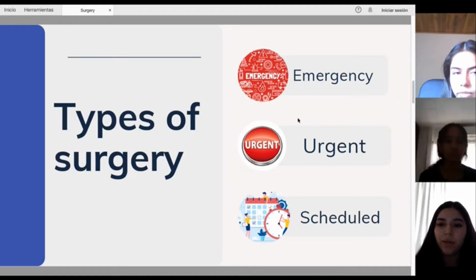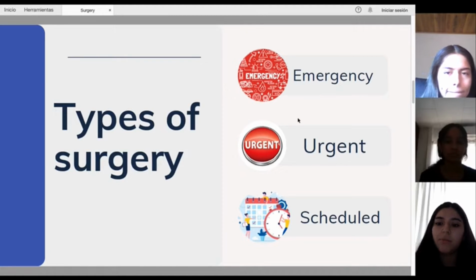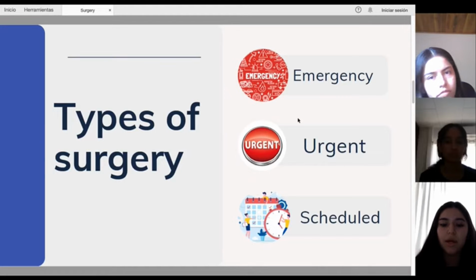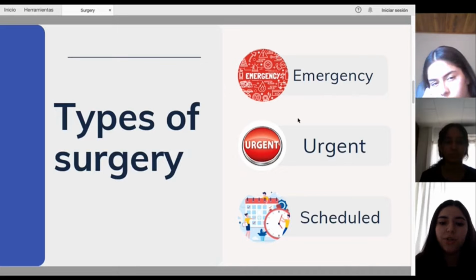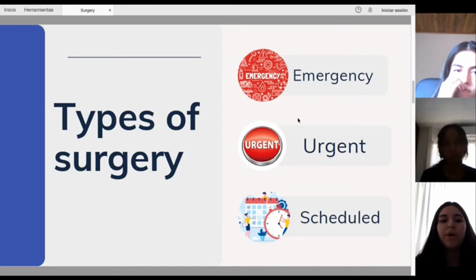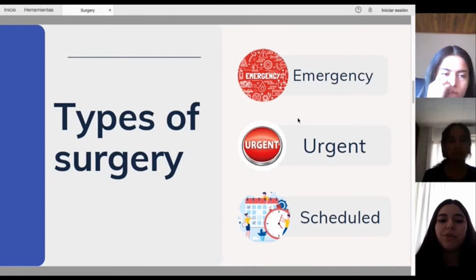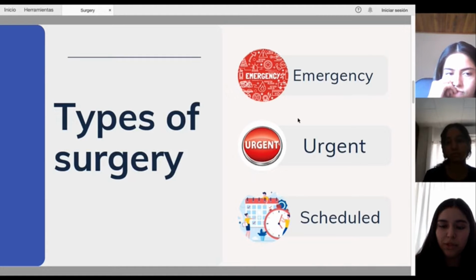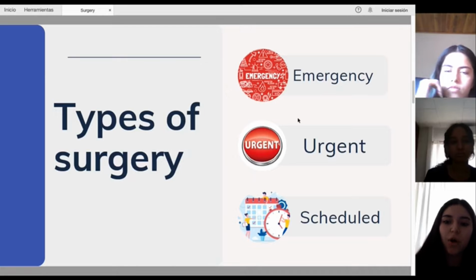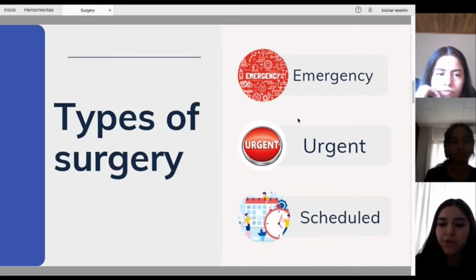Types of surgery. I'm going to explain the three main: the emergency, the urgent, and the scheduled. First of all, we have the emergency. Emergency surgery is the surgery to treat trauma or treat illness due to an emergency presentation. The patient may require immediate surgery or present for a surgery at a later time following this unplanned presentation. Emergency surgery includes unplanned surgery for admitted patients and unplanned surgery for patients already awaiting an elective surgery procedure.